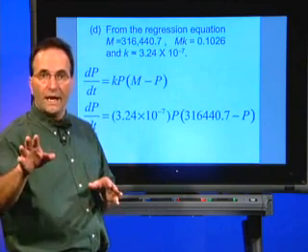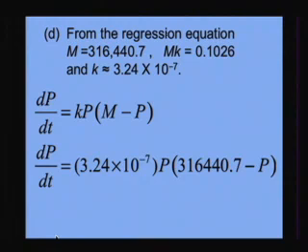Okay, for part D, what we need to do is move one more slide. From the regression equation, we know that M, that's the carrying capacity, is 316,440.7, that Mk is 0.1026, and that k is approximately 3.24 times 10 to the negative 7. So our equation that we want to plug those numbers into is right here. So we plug in that our k, which is right there. We plug in our M, which is right here.